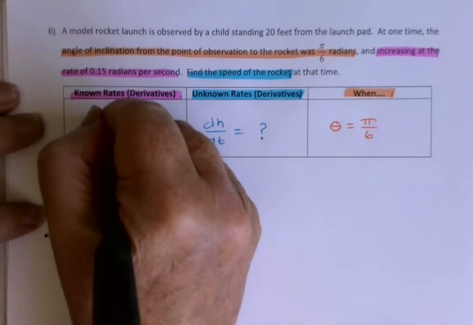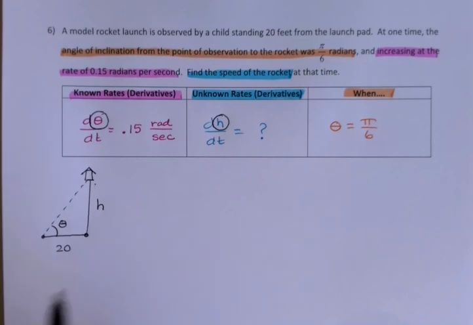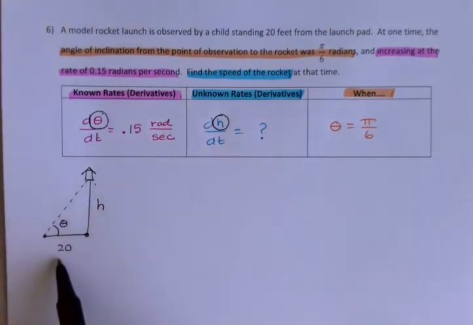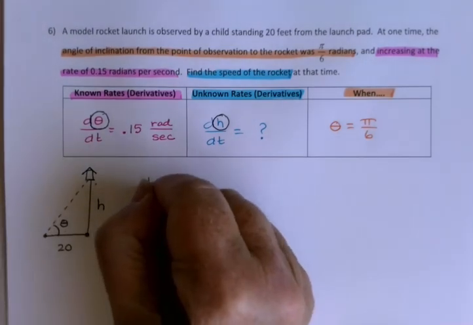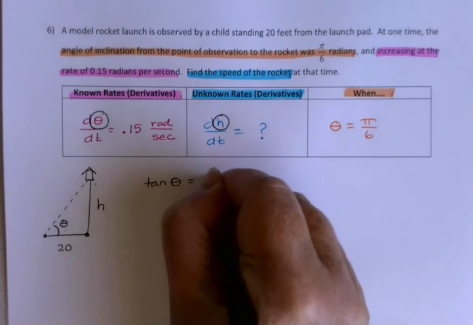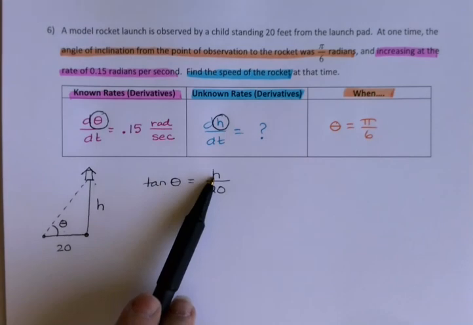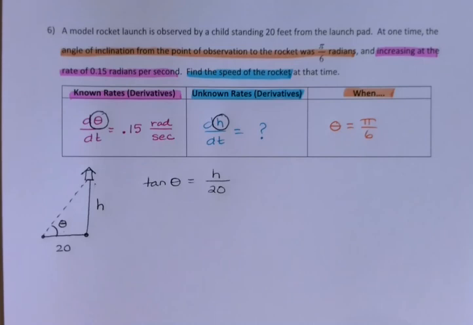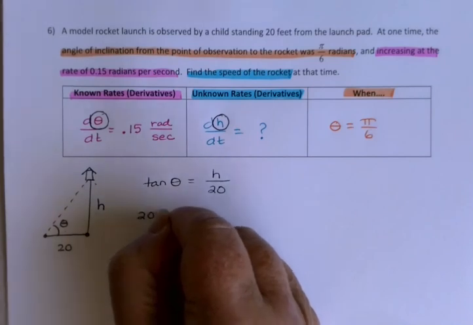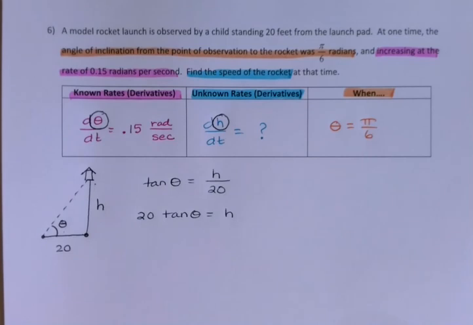All right, I need an equation relating my dependent variables, theta and h. And looking at everything that's been labeled here, it looks to me like tangent theta equals h over 20 would probably be a good choice. I like the fact that the variable h is in the numerator. If you don't want a fraction at all, you can bring the 20 over here. It doesn't really matter. The point is that the variables are not in the denominator. But for those who are not crazy about fractions, if you want to rewrite that as 20 tangent theta equals h, you certainly can do that.